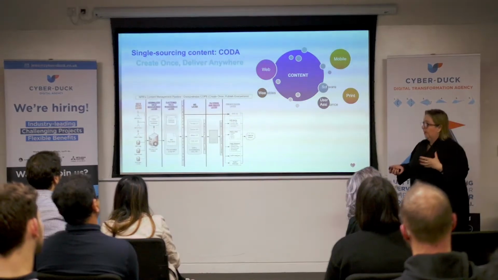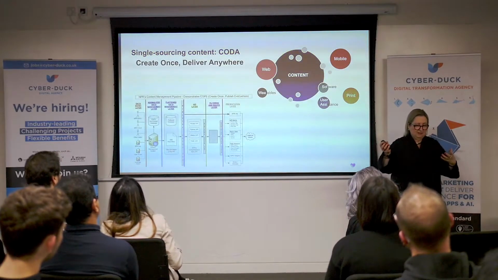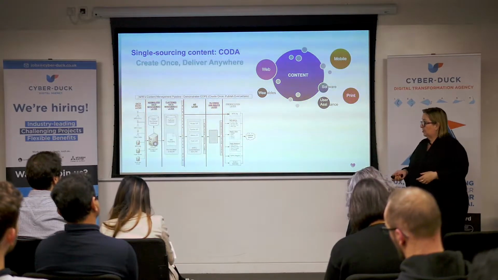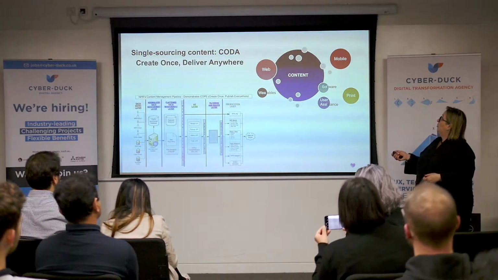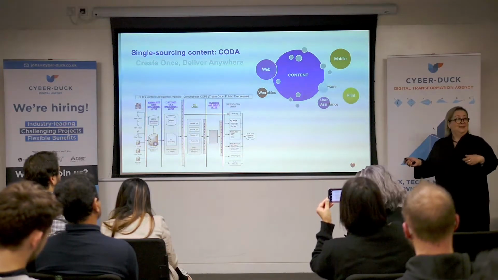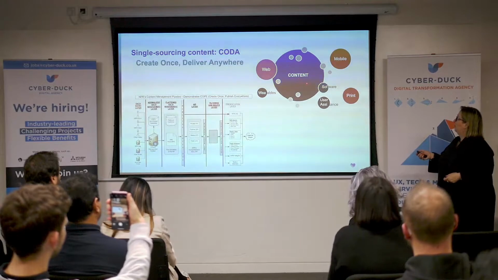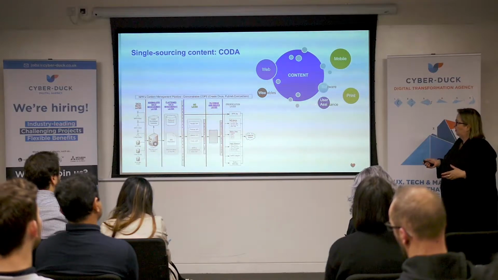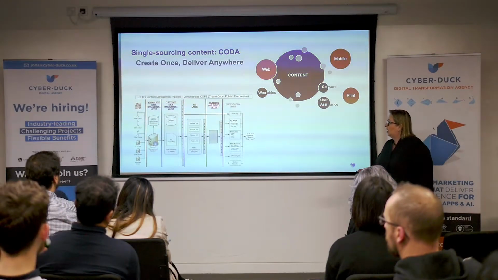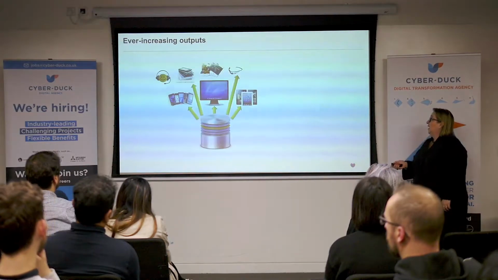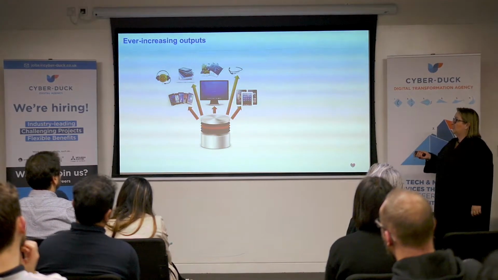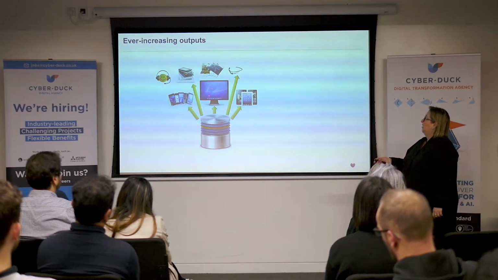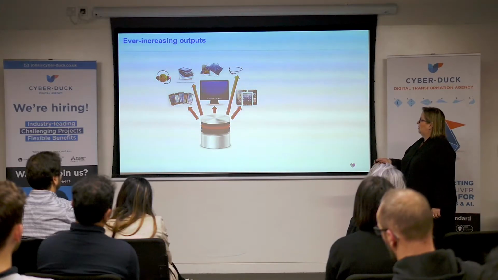So the Holy Grail is actually this kind of single sourcing of content. They used to call it COPE, but we changed it to CODA, which is create once, deliver anywhere. So when you have this big content pond, you should be able to output to the web, to wearables, to mobile, to print, to software, to user assistance. It started with NPR in the US. And what we have now is an increasing number of outputs. So we start with our database of content, and it goes out to the web and wearables and so on and so forth.